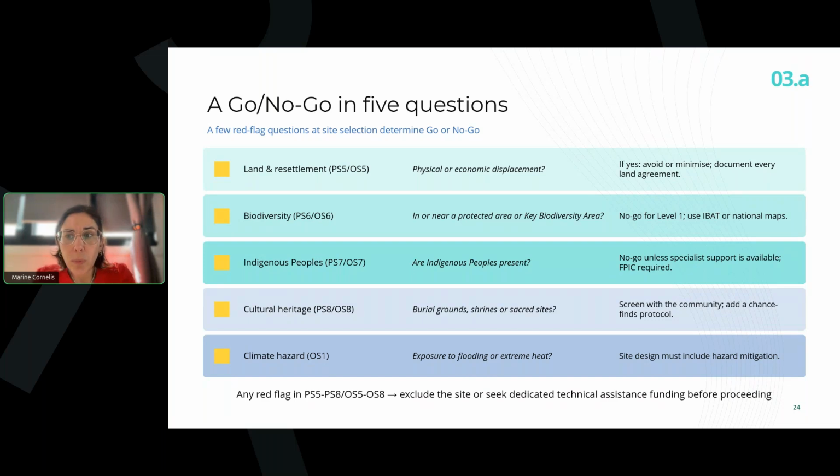So the whole point is very simple. You fail fast and cheaply on the wrong side, so you can move on with confidence on the right ones, okay? And once the site passes this first screening, the work shifts to engagement. And that's the second tool I will present very quickly now.